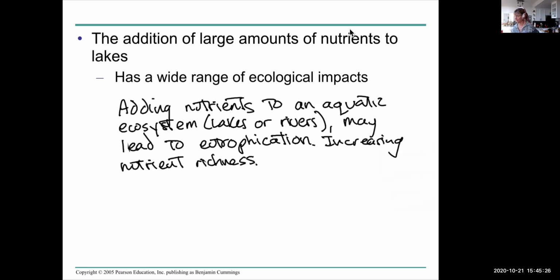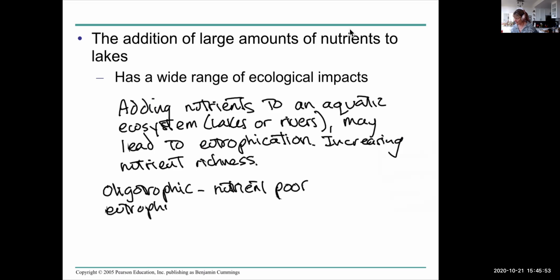There are naturally eutrophic lakes. They just have a lot of nutrients from the surrounding vegetation. The other kind of lake would be an oligotrophic lake. Oligotrophic means nutrient poor, and eutrophic means nutrient rich. And I'm telling you this because nutrients are another addition that humans have added to a lot of aquatic ecosystems.